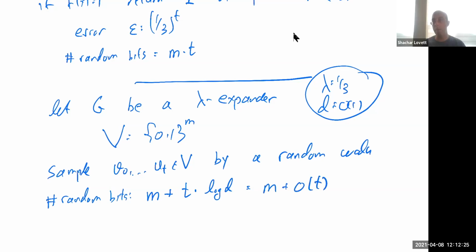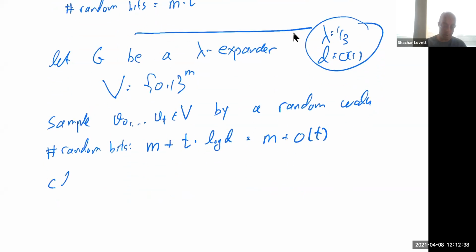Notice the difference. Here we have m plus t. Before we had m times t. So we only pay additively in how we want to reduce the error, not exponentially. And my claim is going to be that also here, epsilon is going to be something like 2 to the minus order t. Exponential in t. So it behaves the same, but instead of paying m times t random bits, we pay m plus a constant times t random bits. It's much more randomness efficient.